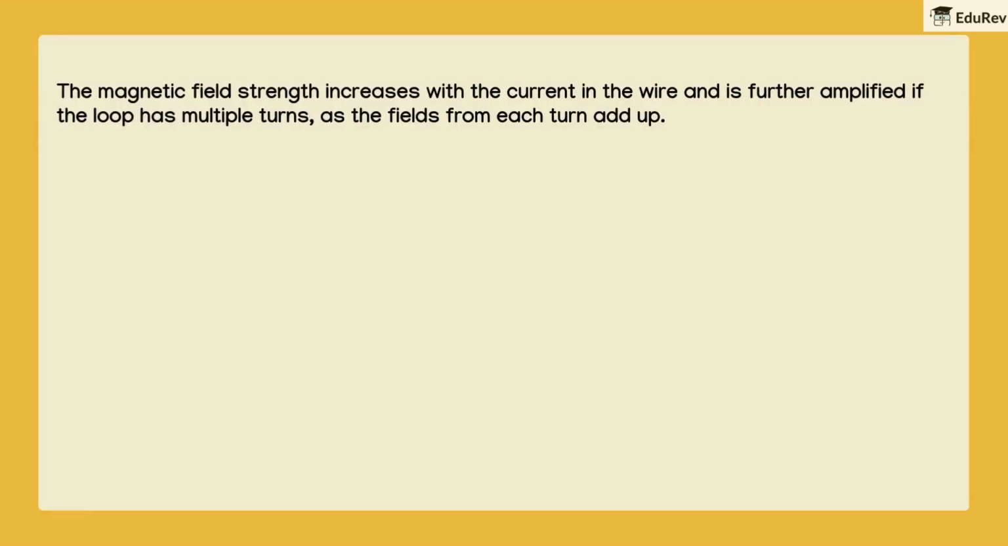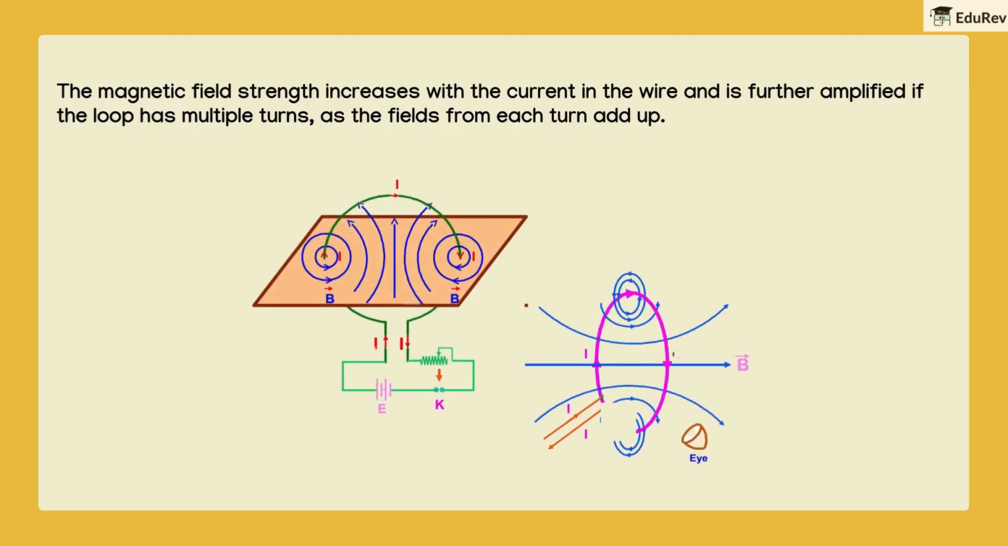The magnetic field strength increases with the current in the wire and is further amplified if the loop has multiple turns, as the fields from each turn add up. As we can see in the illustration below.